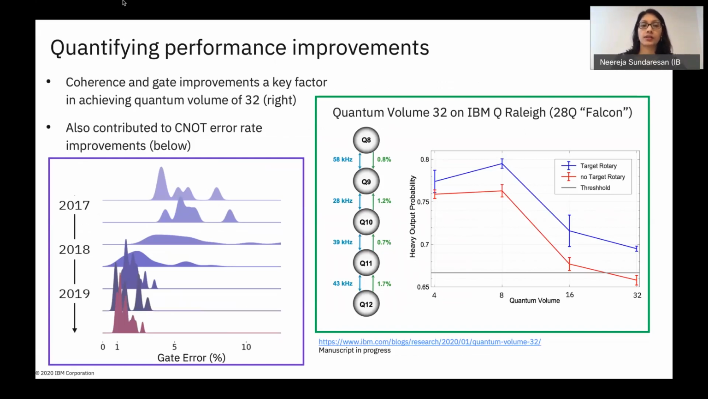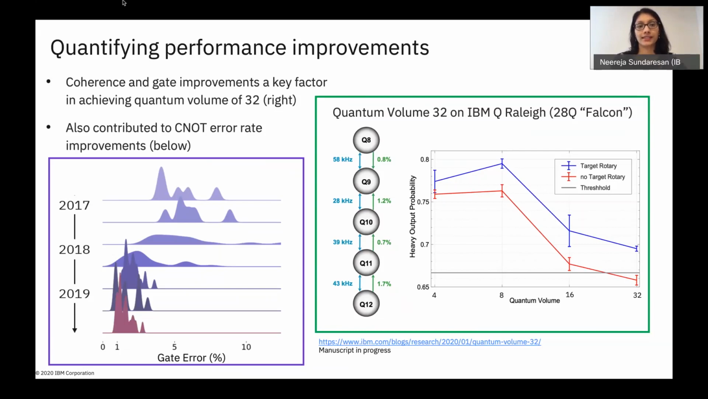Notably, all the improvements I've highlighted in this talk have significantly contributed to the yearly doubling in quantum volume, including the recent 32 measurement on the 28-qubit Raleigh device. So my colleague here measured the heavy output probability up to quantum volume 32. In this plot, we're highlighting that in addition to all those changes, the additional target drive really boosted the heavy output probability for quantum volume 32.